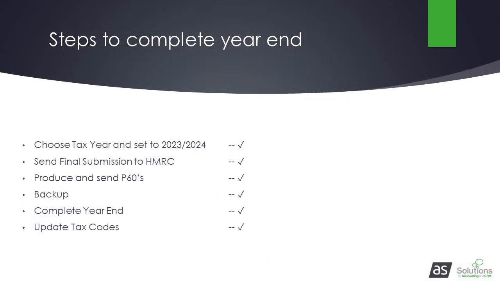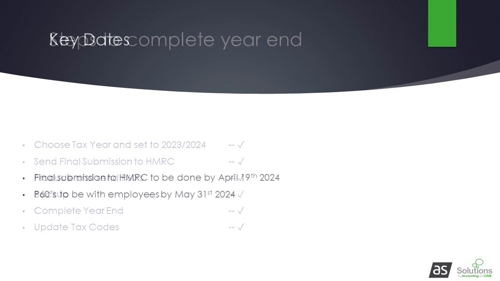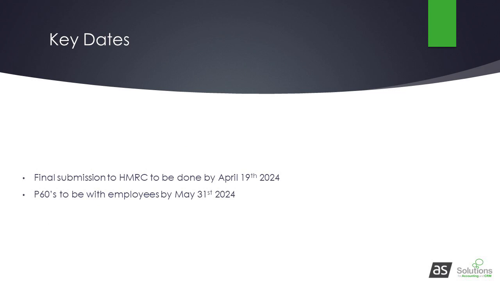In this video, we have chosen your tax year and set this to 2023-2024, sent your final submission to the HMRC, gone through numerous ways to produce and send your P60s to your employees, taken a backup, completed the year end, and updated your tax codes. Lastly, please remember these key dates. Your final submission needs to be sent to the HMRC by the 19th of April 2024, and your P60s need to be with your employees by the 31st of May 2024.